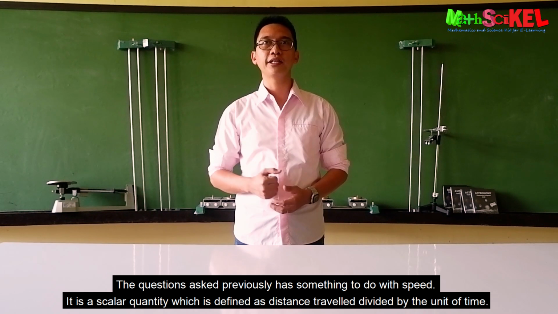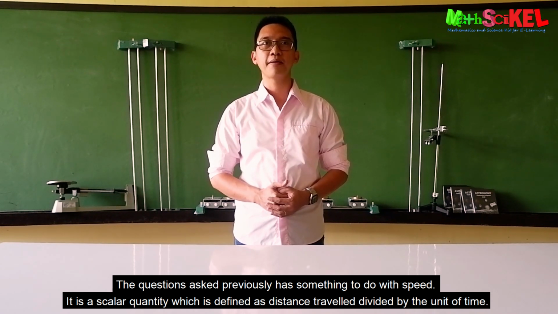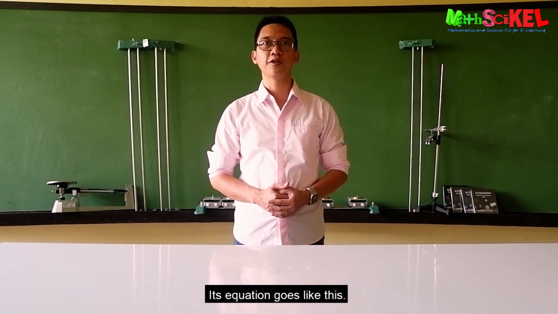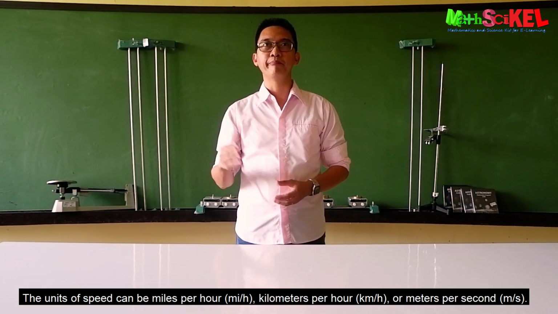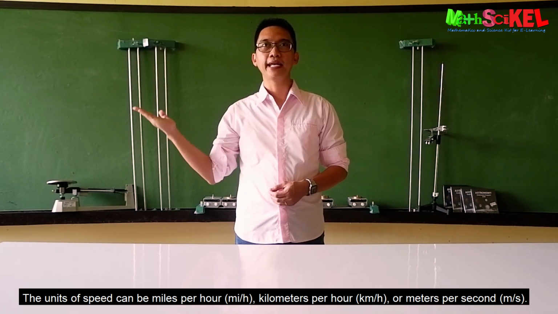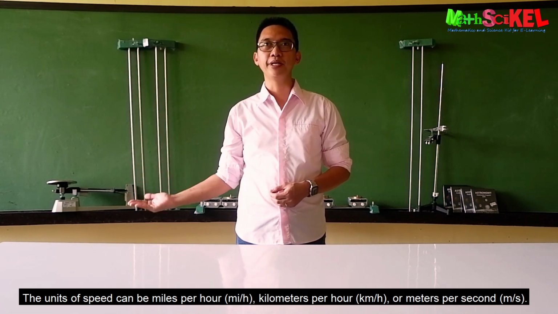It is a scalar quantity which is defined as the distance traveled divided by the unit of time. Its equation goes like this. The units of speed can be miles per hour, kilometers per hour, or meters per second.